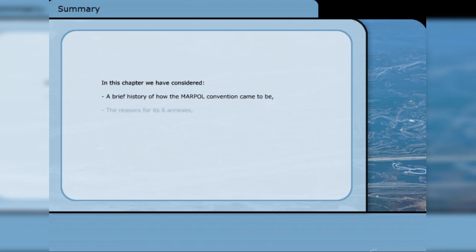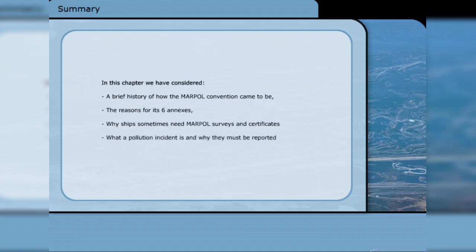You have now reached the end of this chapter, which has introduced some of the thinking behind the Marpol Convention. We have considered a brief history of how the Marpol Convention came to be, the reasons for its 6 annexes, why ships sometimes need Marpol surveys and certificates, and what a pollution incident is, and the reason for reporting one. Before moving on to the next chapter, you should complete the following self-test questions to check what you have learned so far.